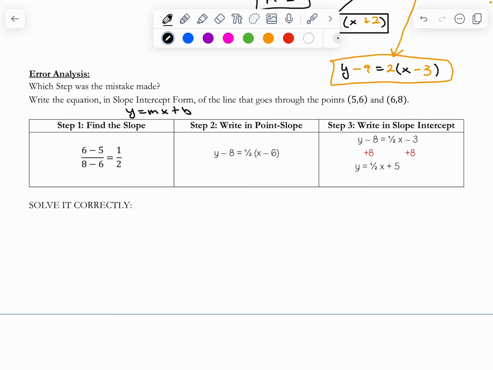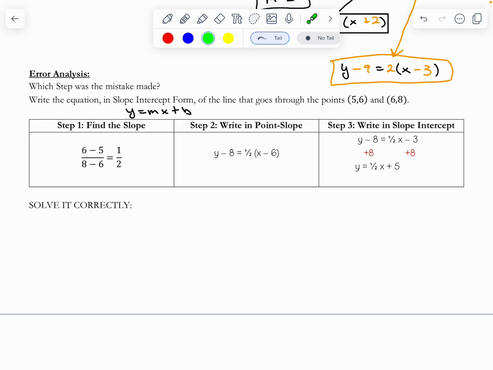All right. So step 1, 6 minus 5. Yeah, I agree. That's 1, right? 8 minus 6. I also agree that does look like 2. So it looks like my slope here is 1 over 2. So that's awesome. All right. So step 1 appears to be perfectly well done. I agree.